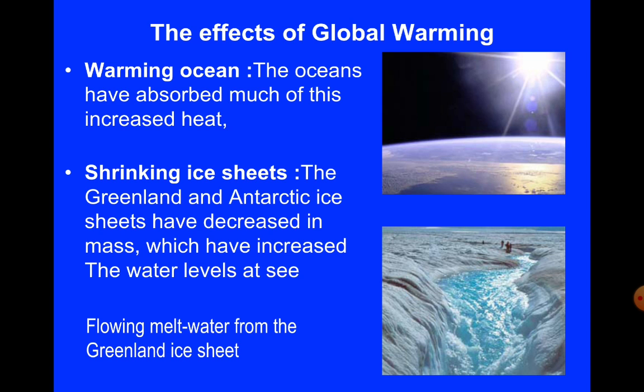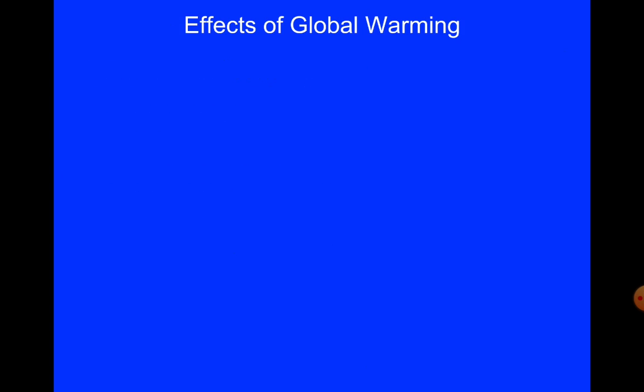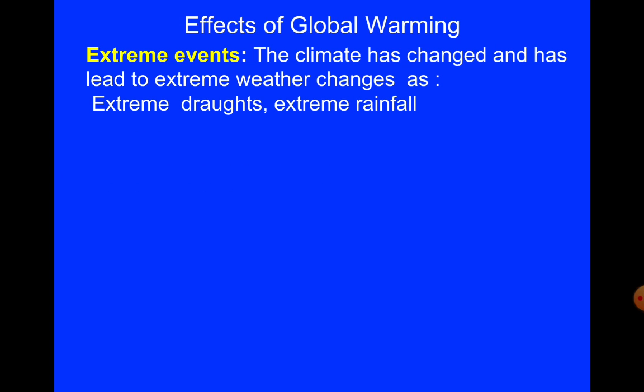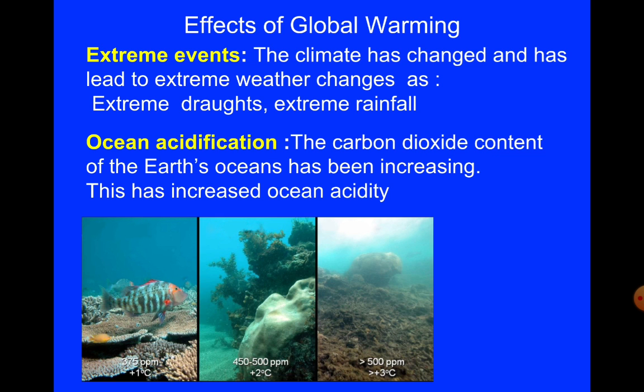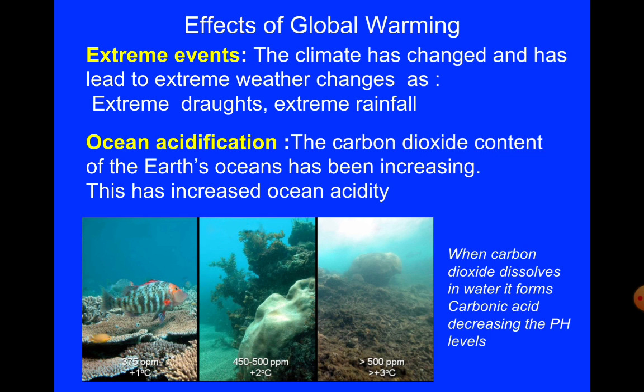This is really recent. Okay, now what are the effects? First of all, we get climate change, which leads to extreme weather changes like extreme droughts or extreme rainfall. We get ocean acidification because the carbon dioxide content in the Earth's oceans has increased. This carbon dioxide dissolves in water and forms carbonic acid. Carbonic acid is an acid which gives a decrease in the pH, and we get things like coral bleaching.